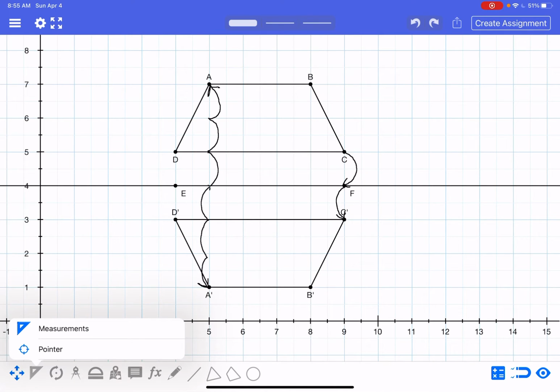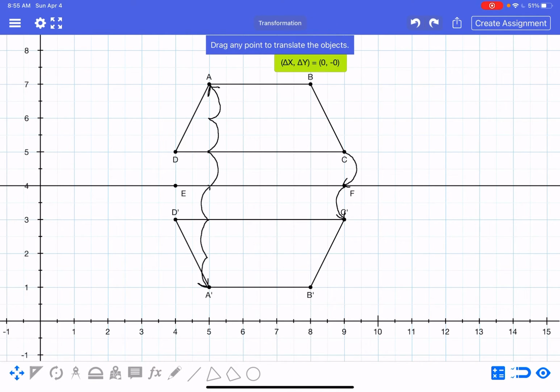So if I hold my, I don't know when this will work now. Okay, so if I, no, well, it doesn't work. Okay, well, we'll hold off on that.